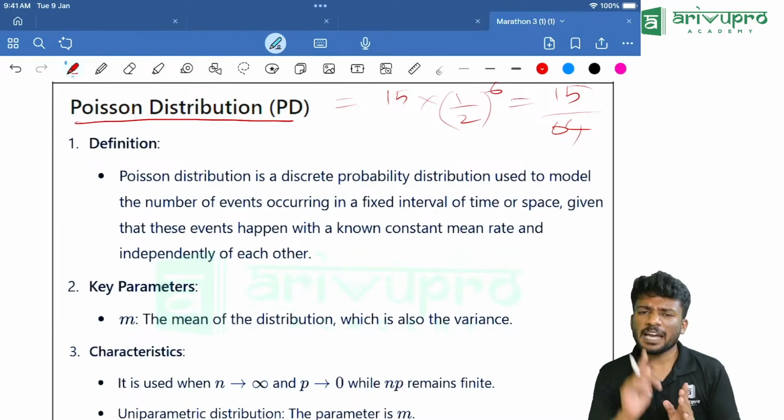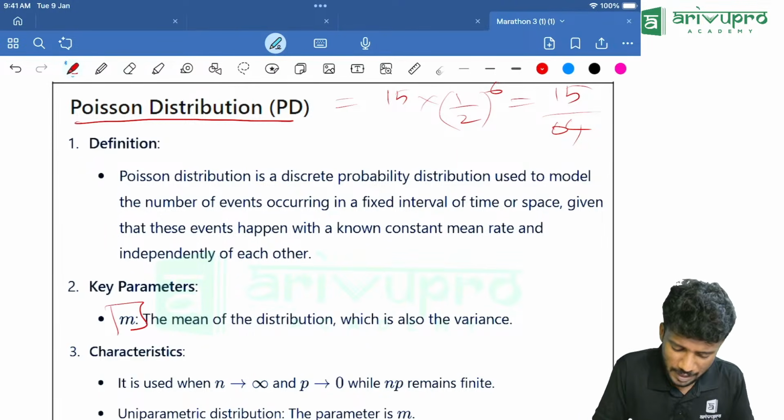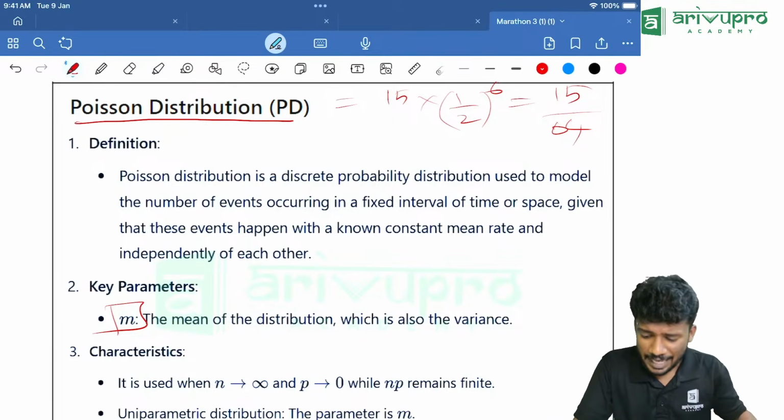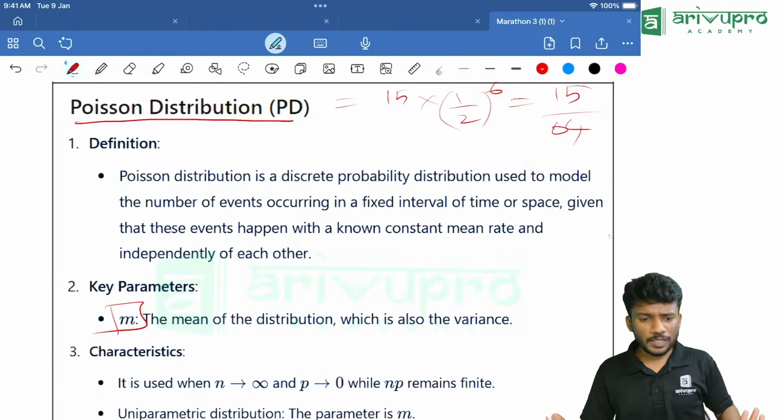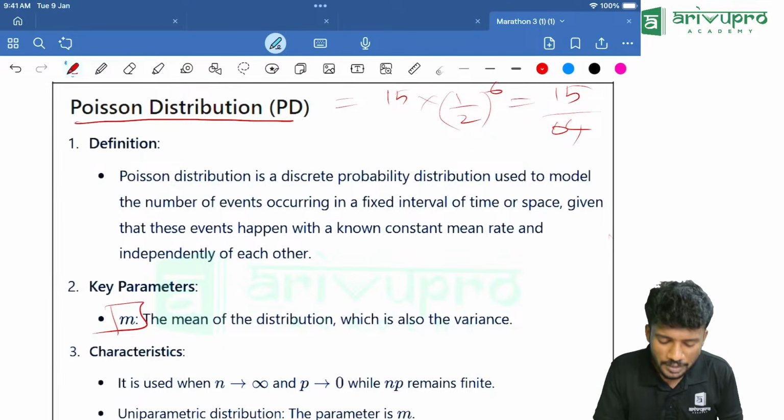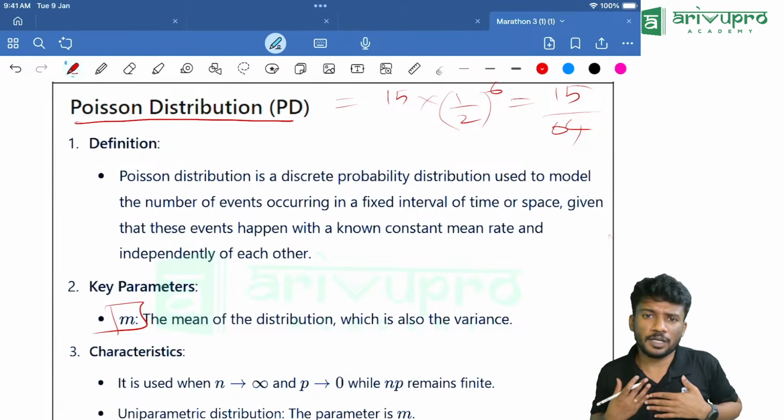Here we only have one parameter. What is that parameter? M. Sometimes you will be learning it as lambda and so on. It's up to you. Okay, so only one parameter is there. What is that parameter? M. Up to me, I am calling it M.